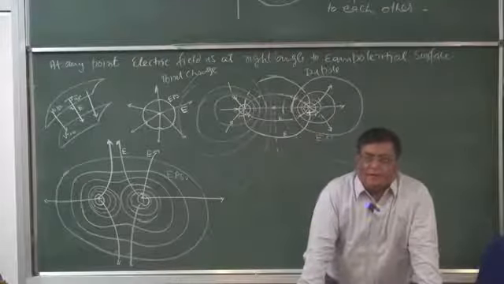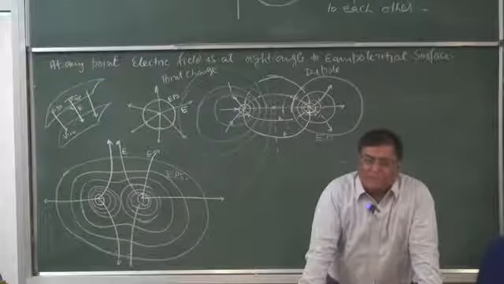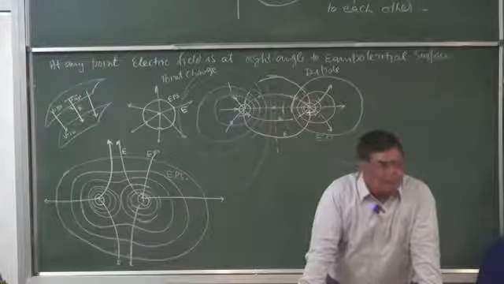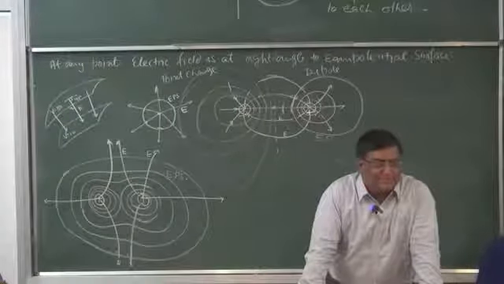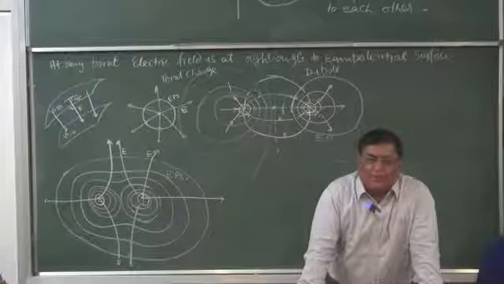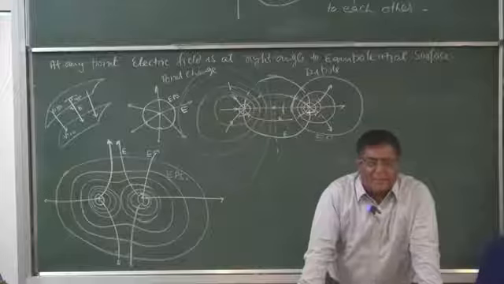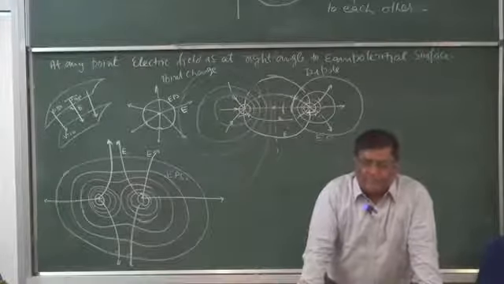Okay, now final thing for equipotential surface. What we have learned so far: equipotential surface and electric field lines are at right angle to each other. Other thing is, any charge taken from one point to the other point on an equipotential surface, the work done is zero. We don't have to do any work.